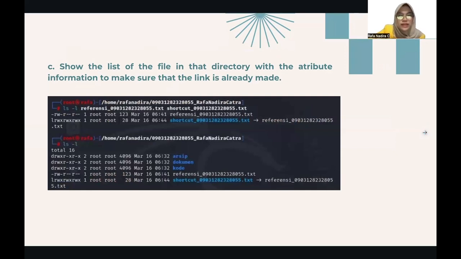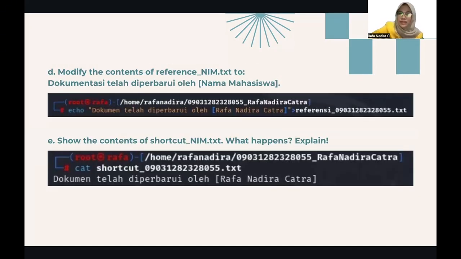And C, show the list of the files in that directory with the attribute information to make sure that the link is already made. So as you can see, the shortcut_name is already made if we check it with the ls -l command. D, modify the contents of referensi_name.txt to: dokumentasi telah diperbarui oleh nama mahasiswa.